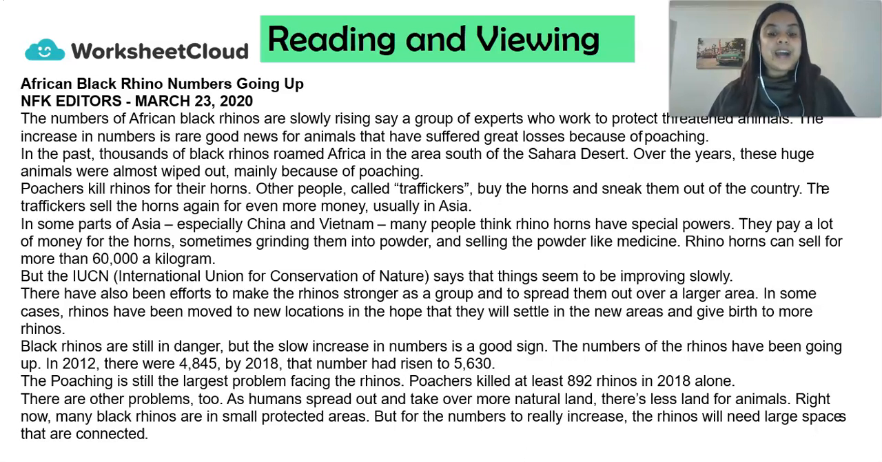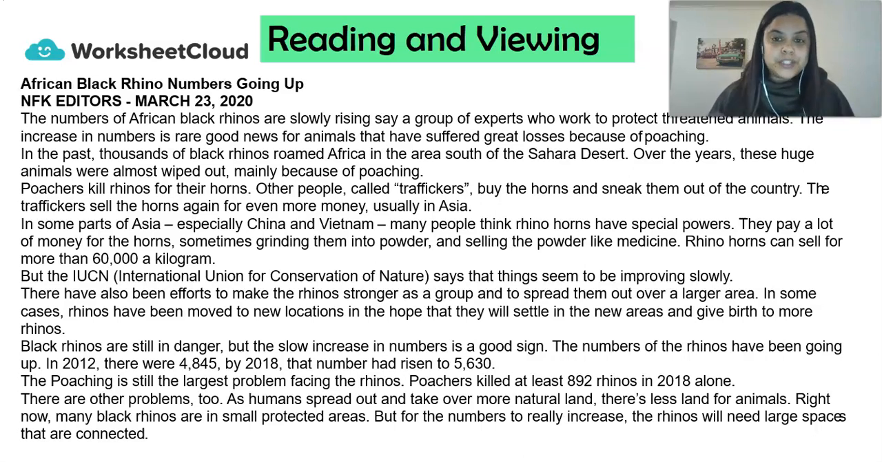As humans spread out and take over more natural land, there's less land for animals. Right now, many black rhinos are in small protected areas, but for the numbers to really increase, the rhinos will need large spaces that are connected.